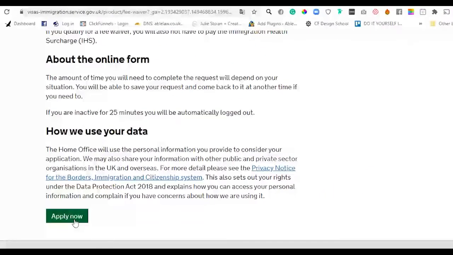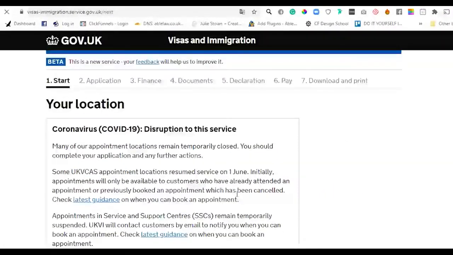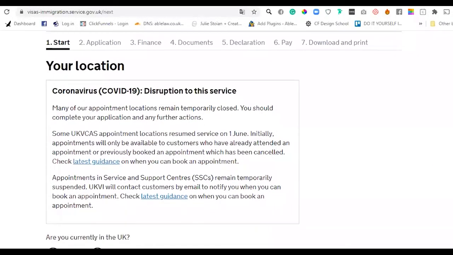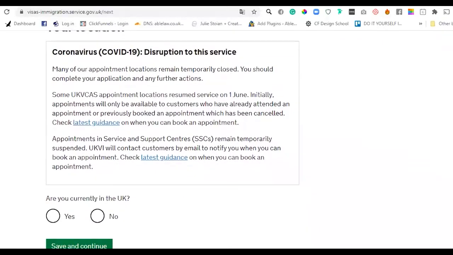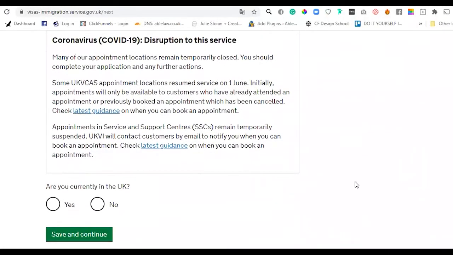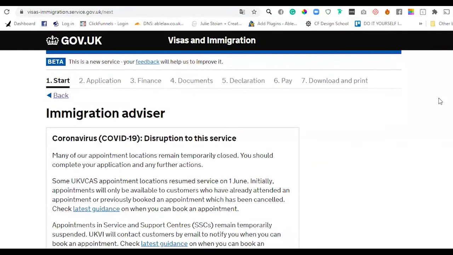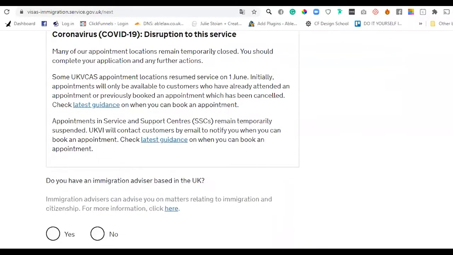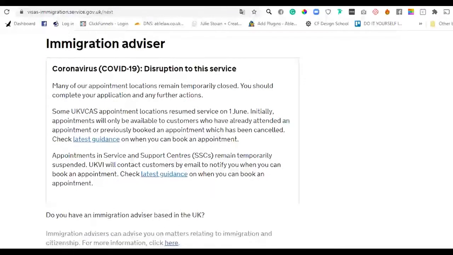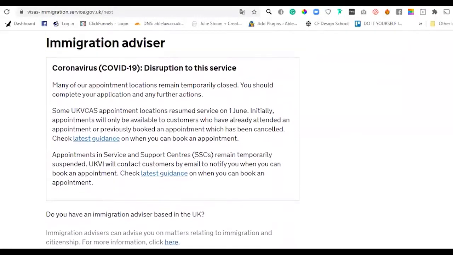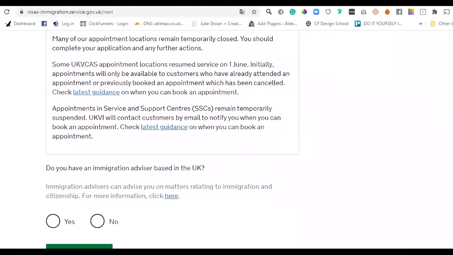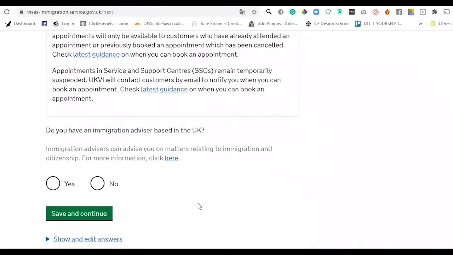So I'm going to click apply now, and this is how it goes. It asks, are you currently in the UK? I am going to say yes and save and continue. If you have to complete this on your own and you have no immigration advisor, then it says, do you have an immigration advisor based in the UK? If you're doing this on your own, then you click no.